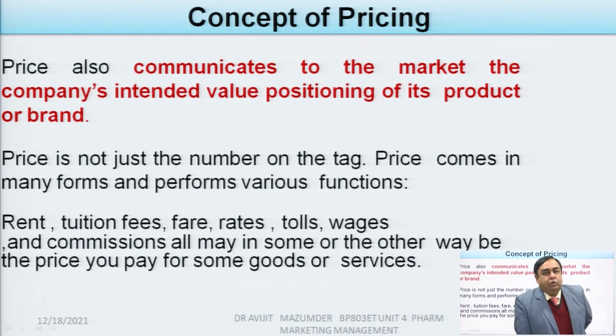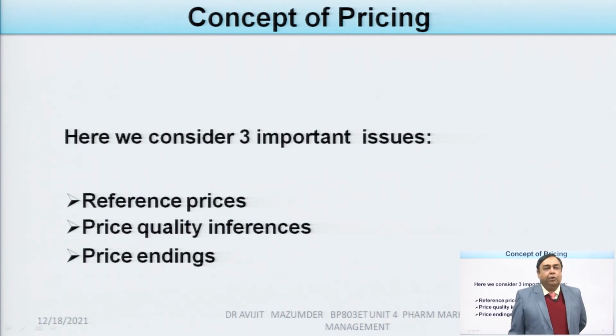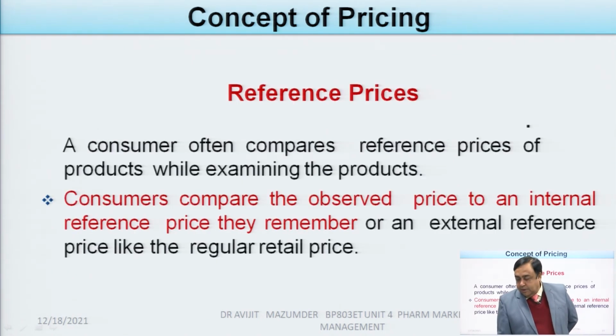So, pricing also communicates to the market the company's intended value positioning of its product or brand. The price is not just a number on a tag. It can come in various forms like rent, tuition fees, fare, rates, tolls, wages and so on. There are three important concepts of pricing. One is the reference pricing, second one is the product quality inference, and third one is the price ending. So, let us discuss one by one.